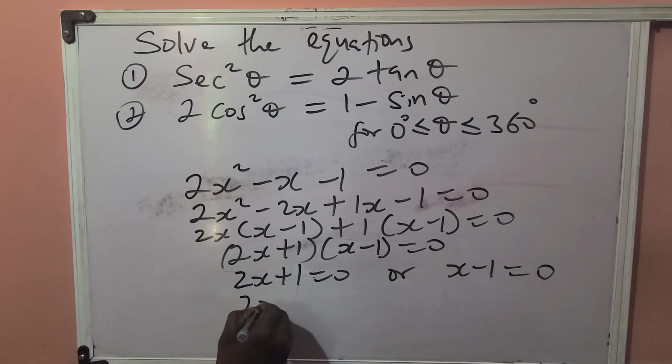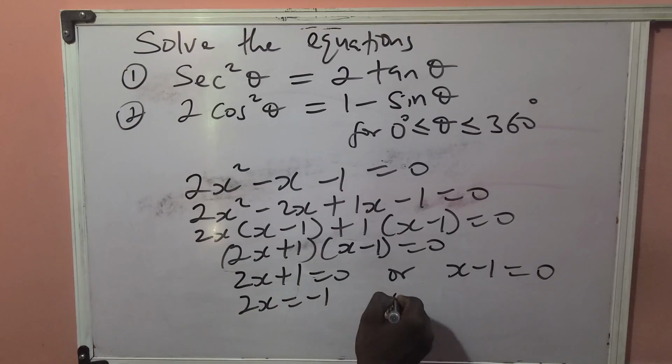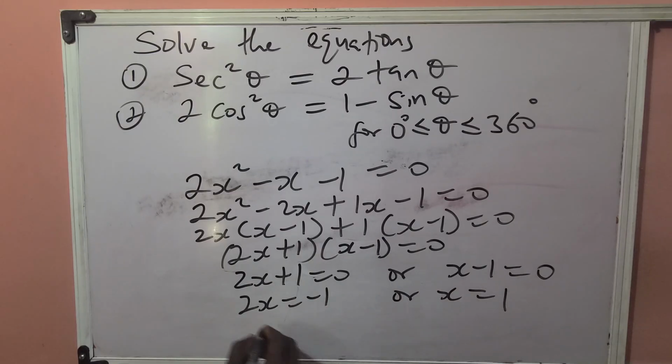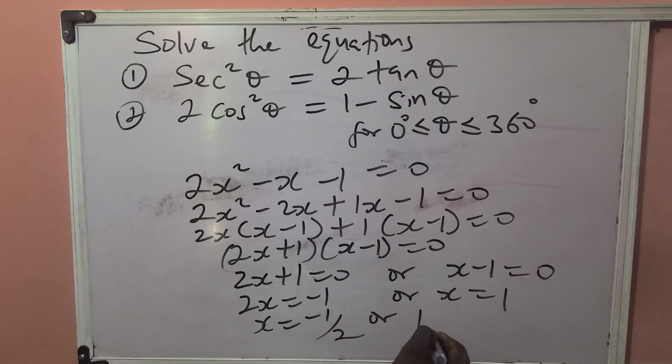In this case, our 2x will be equal to minus 1 or x here will be equal to 1. So x here will be equal to minus 1 over 2 or 1. Now, don't forget that our x represents our value for cos theta, for sin theta rather.